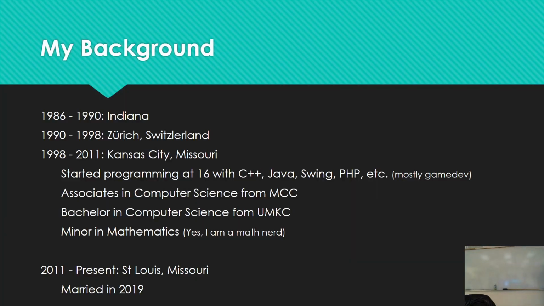So game dev, that's kind of where I started at about 16. I got my associate's in computer science, also in Kansas City at Metropolitan Community College. I got my bachelor's of science, as I mentioned, at UMKC. I also got a minor in math. I was pursuing a major and decided not to because there was too much general education to finish that. But I might be a bit of a math nerd. I have taken senior level math courses. So that's one of my things.